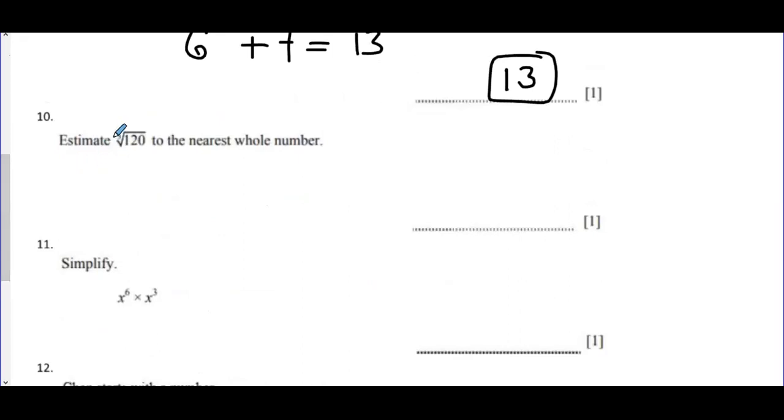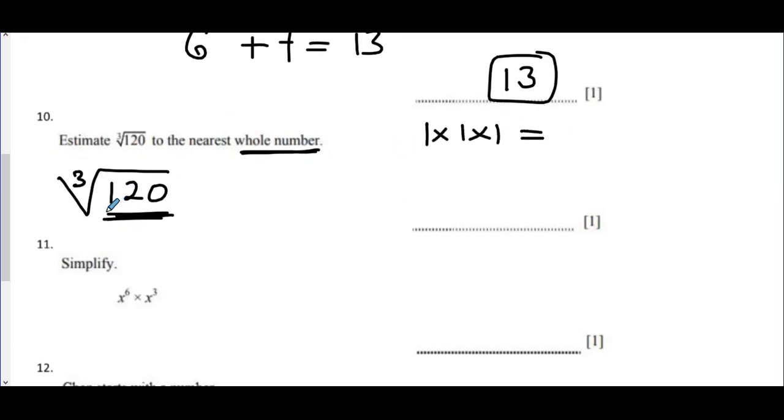The next question here is, estimate the cube root of 120 to the nearest whole number. The idea for this question is that the cube root of 120 means which number, when multiplied by itself 3 times, will give you 120. So you try figuring it out. Suppose you start with the number 1. When you multiply 1 by itself 3 times, do you get something close to 120? I think no, because 1 times 1 times 1 gives you 1. Now keep going. If you go to 2, 2 times 2 times 2, are you going to get something close to 120? The answer is no, because 2 times 2 times 2 is 8.